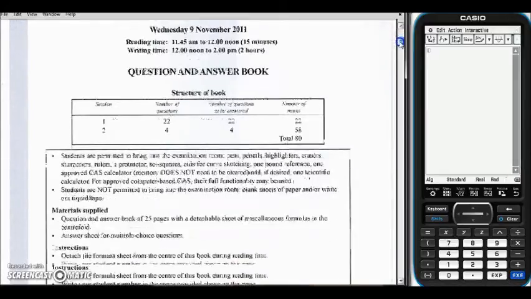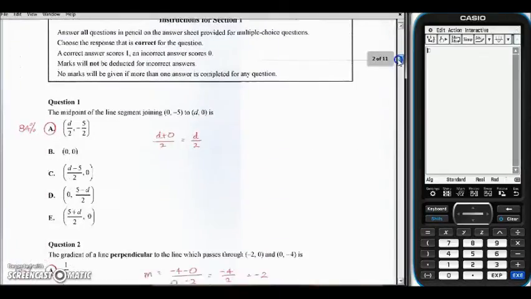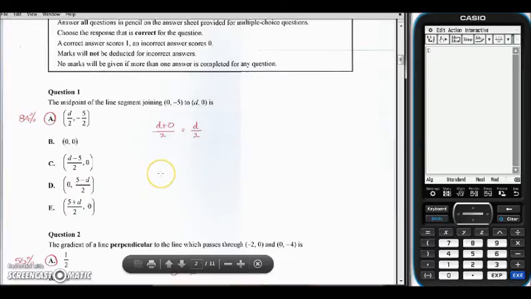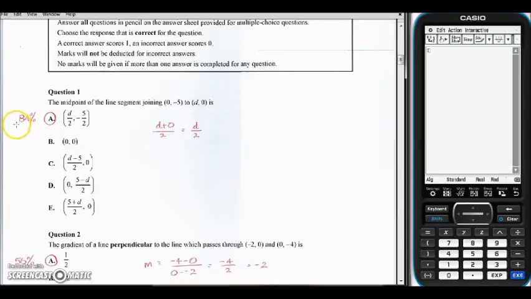Okay, so let's have a look at the first of 22 questions. The midpoint of the line segment joining (0, -5) to (d, 0). If you know the formula for midpoint of a line, the x-coordinate will be halfway between 0 and d, which is d on 2. Now, that's pretty much all you had to do. You could work out what the y-coordinate was of the midpoint, but there's no point, because as you can see, A is the only option that has d on 2 as the x-coordinate. So move on, circle it.